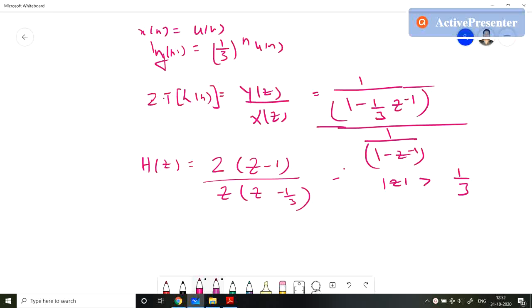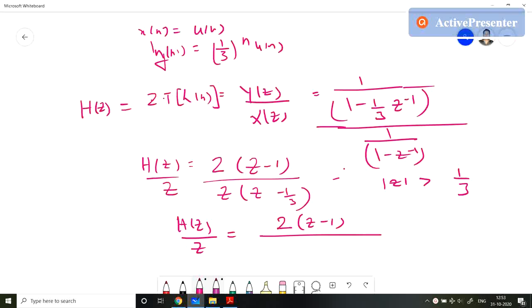We can find out H(z) by z. So H(z) by z is equal to (2z minus 1) divided by z(z minus 1 by 3), and that is equal to c1 divided by z plus c2 divided by z minus 1 by 3. We can write it in this manner.